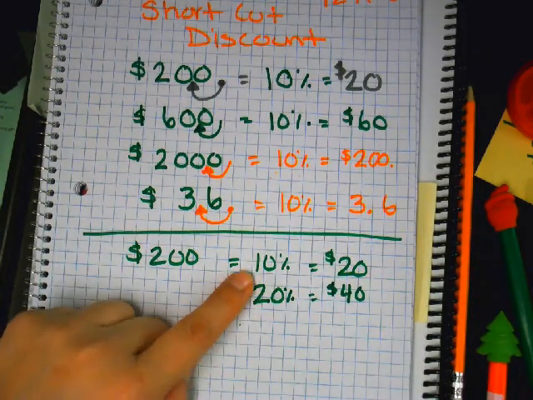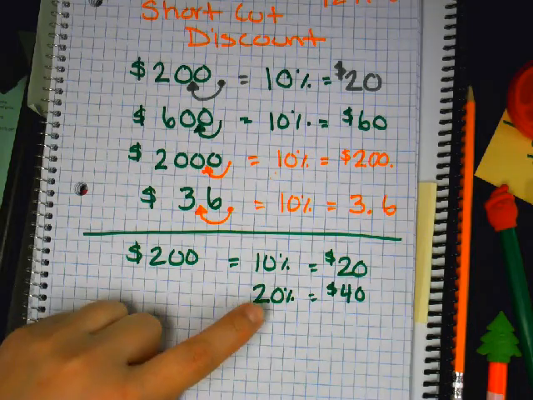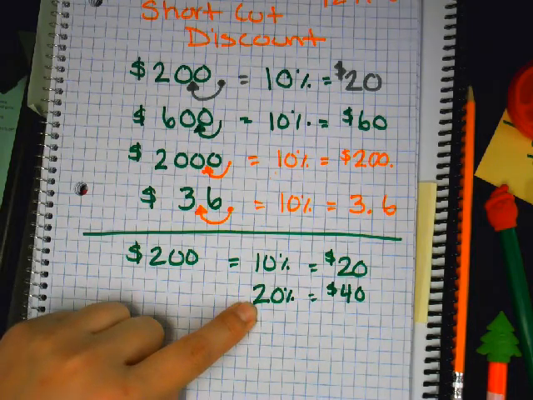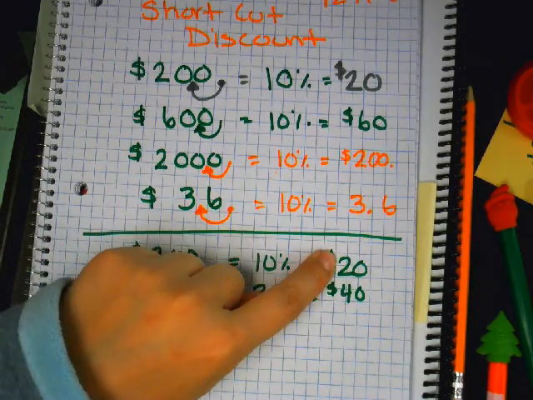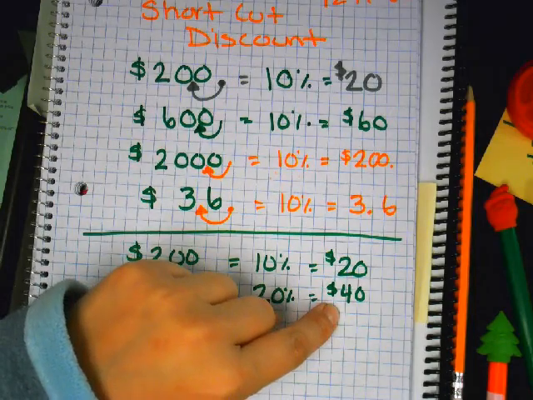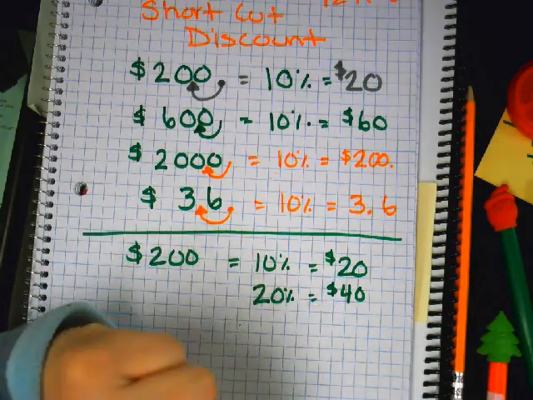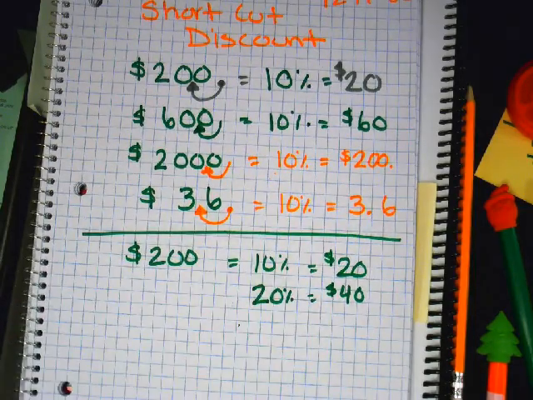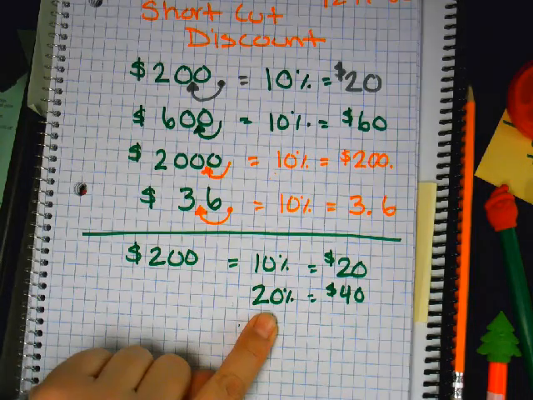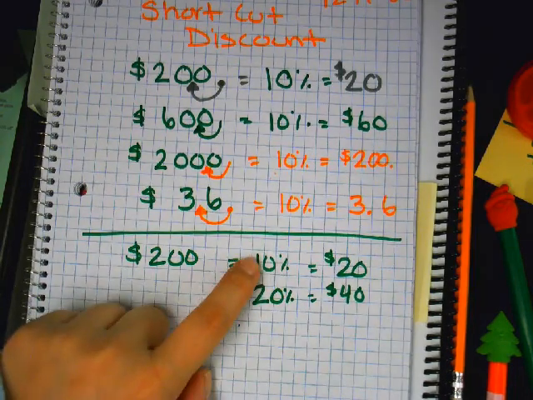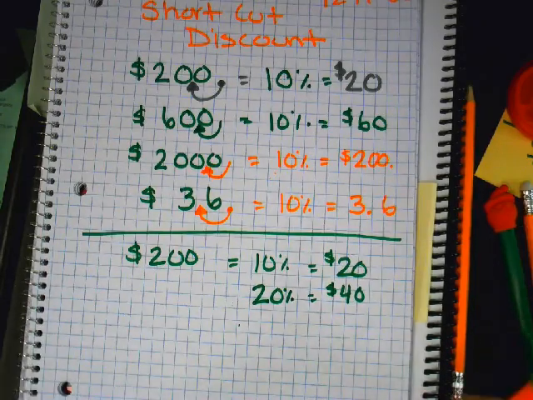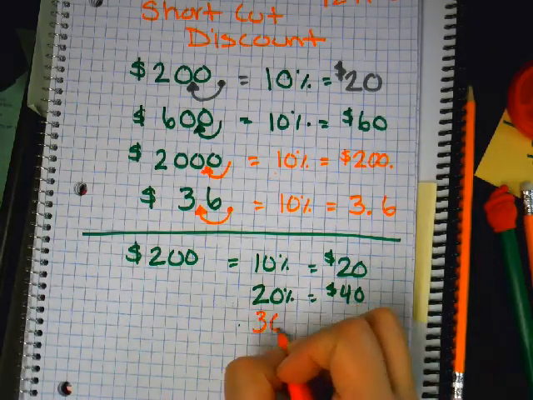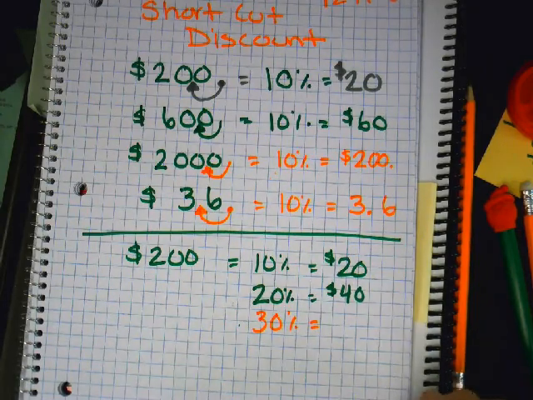10% is 20. So you double it, you times 2. 20% is, so 10 times 2, 20. So 20 times 2, you double it, 40. So if I give you a problem that says 20%, what I would do is find the 10% and then double it. So let's see if we can do 30%. What would 60% be?